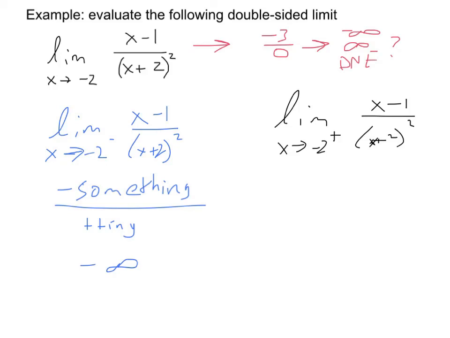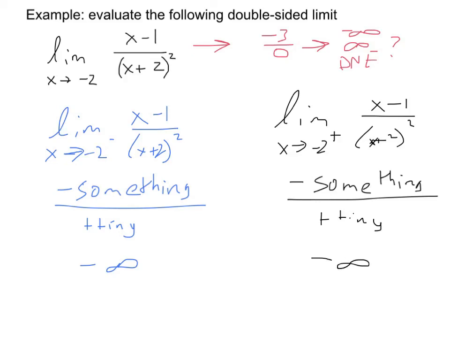Let's check out the right-hand limit. Again, if you haven't already done this, pause the video, try it on your own. When I plug in something that's to the right of -2, the numerator is still negative, so I still have negative something. But in the denominator, when I plug in my larger than -2 value, the inside of this is positive, and when I square it, it stays positive, so my denominator is a positive tiny number, and at the end of this entire thing, we end up finding this is also negative infinity. Because these are both the same, we can say that this limit approaches negative infinity.